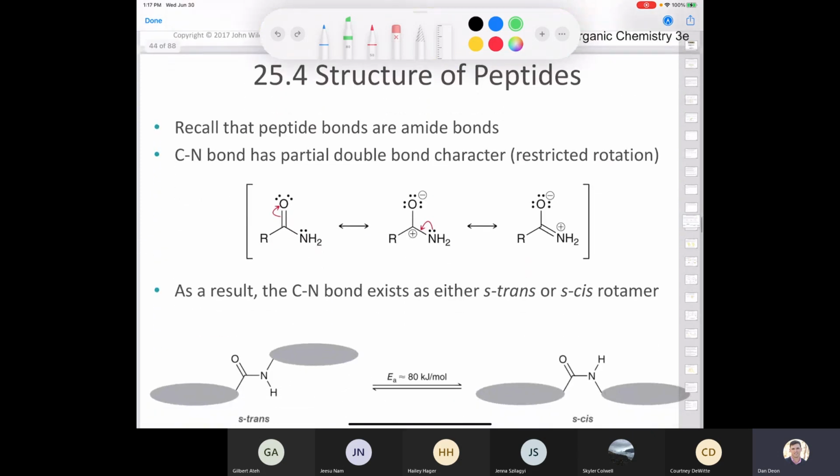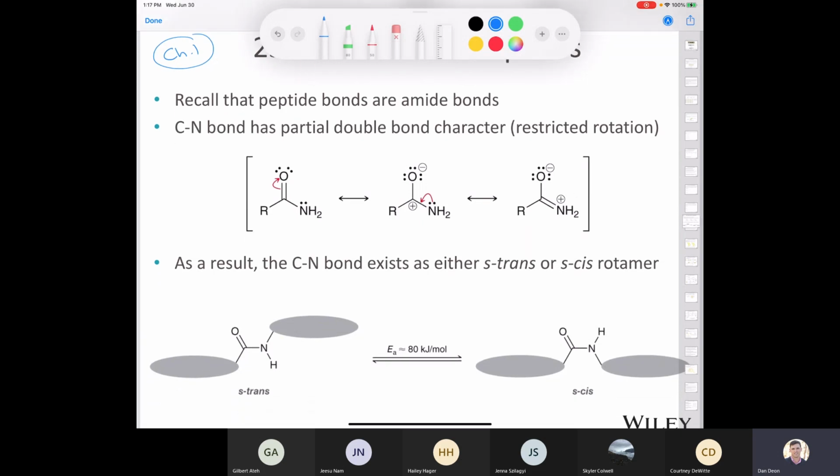Now, a little bit more about the structure of peptides. And this goes, are you ready for it? All the way back to chapter 1 of Organic Chemistry 1. I bet you didn't see that coming. You weren't thinking, today in the second to last chapter in Organic Chemistry 2, I doubt he's going to bring up chapter 1, right?